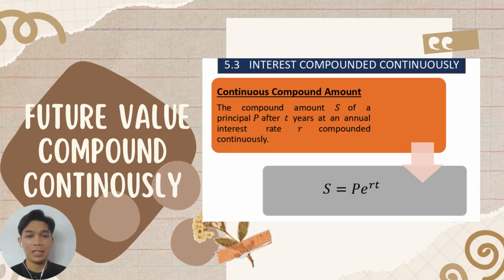Okay, next is the future value compound continuously. The definition is the compound amount S of a principal P after T years at an annual interest rate R compounded continuously. So the formula of this is S equal to P e to the power of RT.